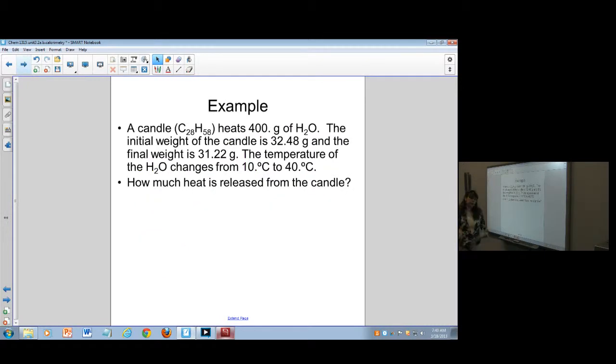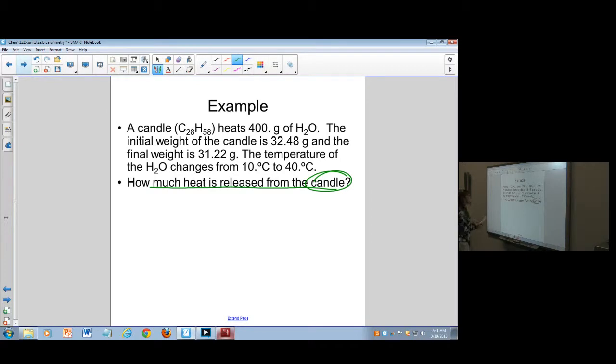All right, now let's look at a candle. We've got a bunch of information, and what's our question? How much heat is released from the candle? All right, so let's evaluate our information.